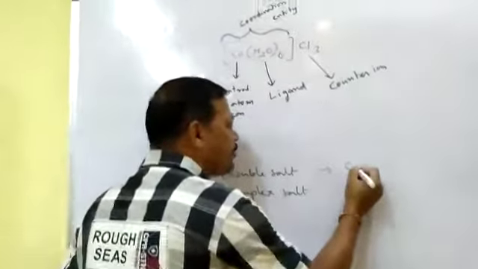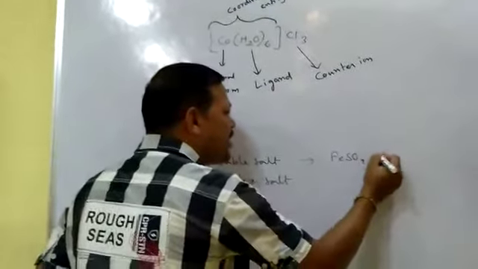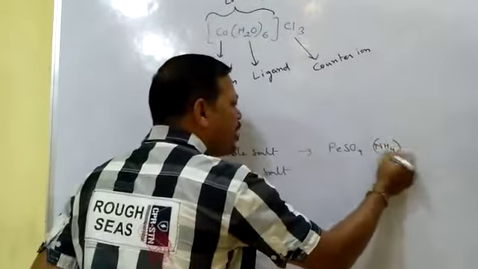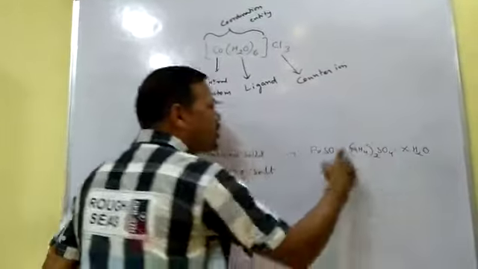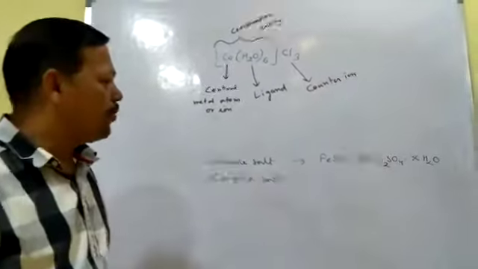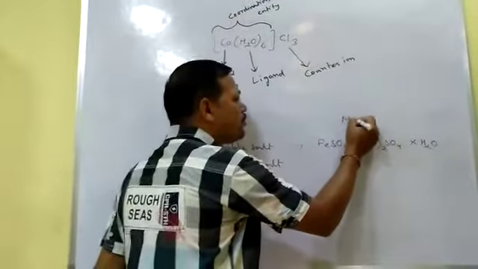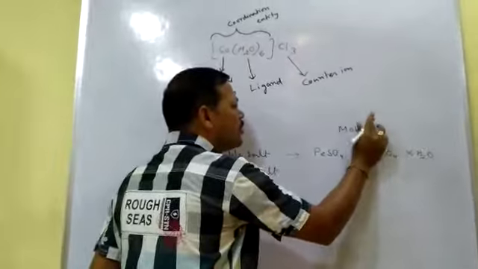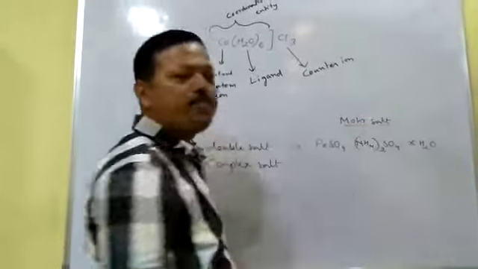For example, this is one example of a double salt: ferrous sulfate, ammonium sulfate, with some amount of water also. This double salt is also called Mohr salt. In practical you will get this as one example of a double salt.